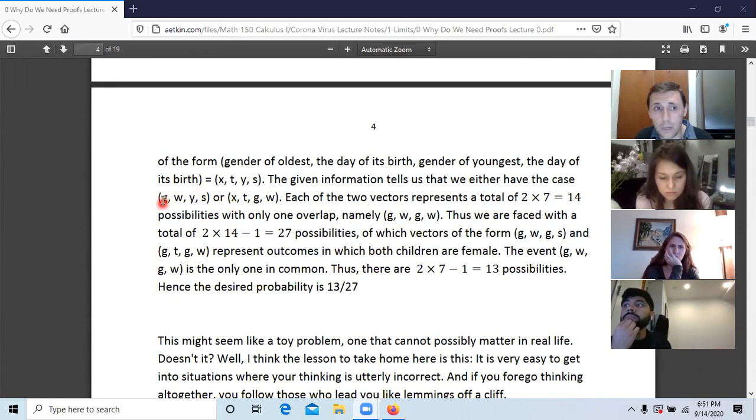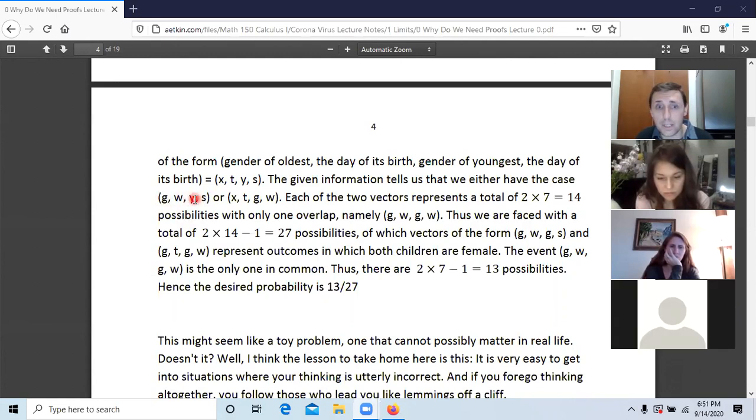Now I need to count how many universes there are. That's where we have the combinatorial analysis, right? So how many universes are there of this first type? Well, of this first type, there are exactly 2 times 7 universes. So 14 universes of this type, and 14 universes of this type, where I overcounted the universe girl double, okay, where both are girls and both born on a Wednesday.